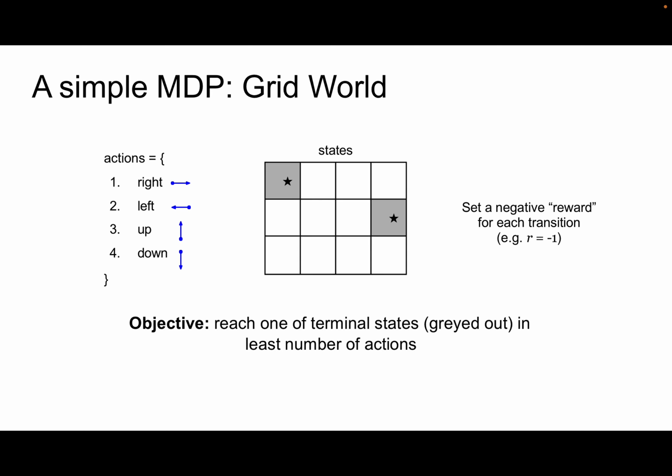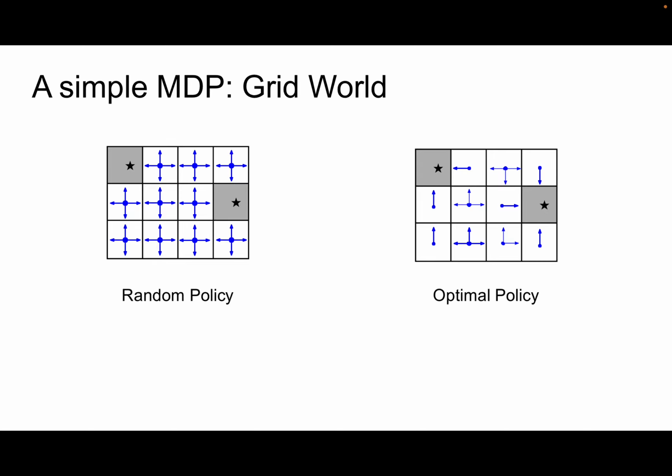And this is a simple Markov decision process example. The objective is to reach one of the terminal states, like this one, in this number of actions, and we set a negative reward for each transition. A random policy might look like this one, just any action you can try. The optimal policy maybe looks like this one, right? Because the goal is to reach this gray area, the optimal policy should look like this.